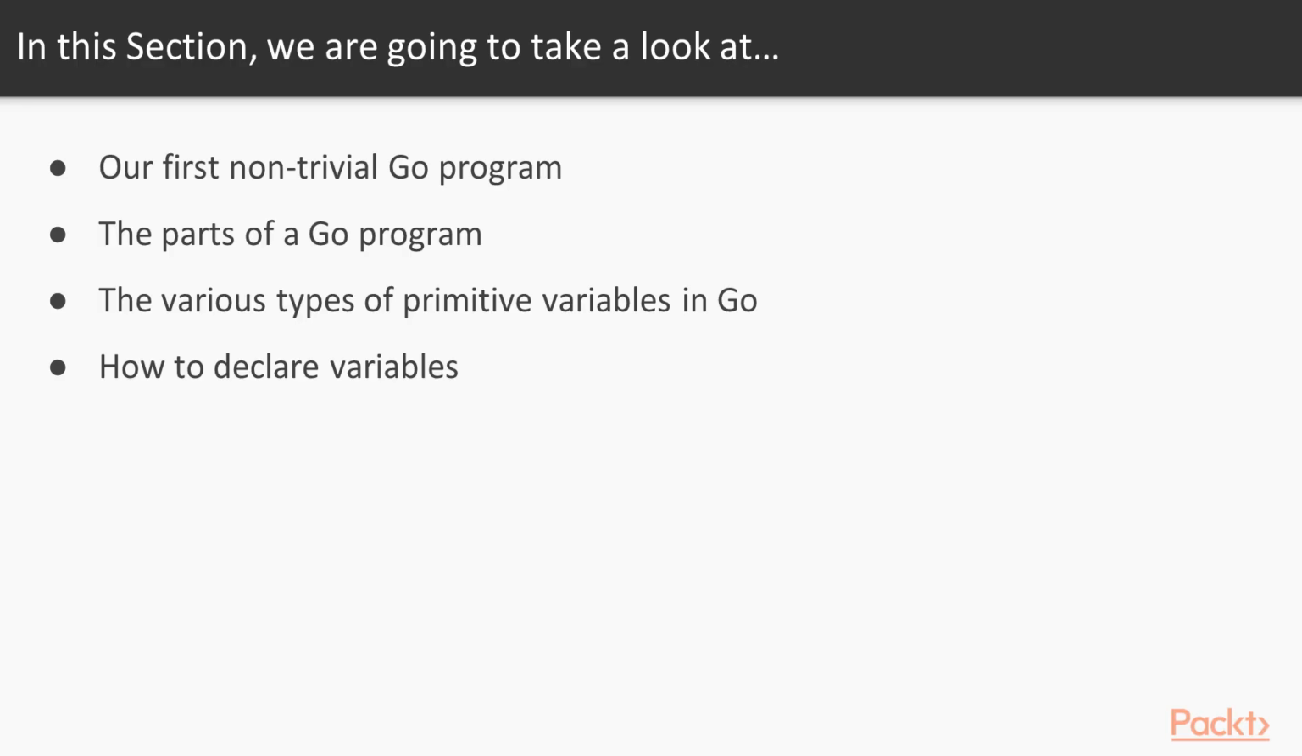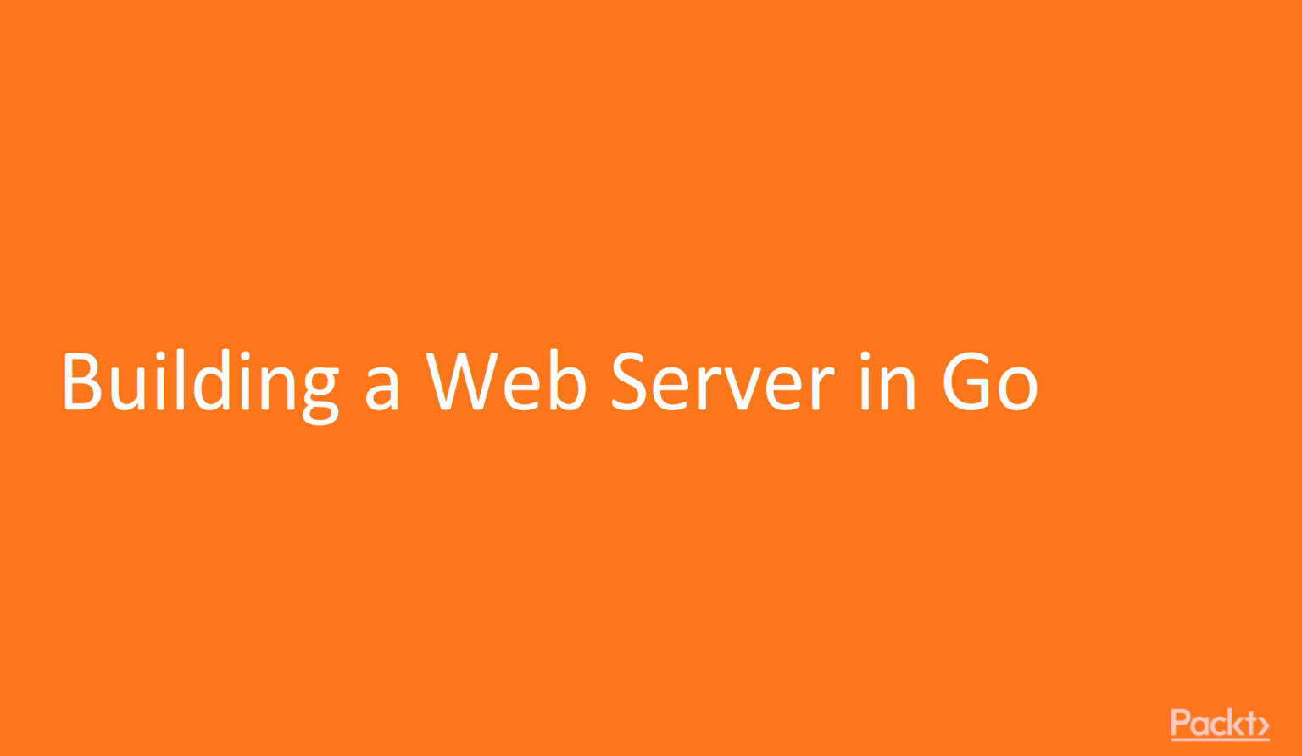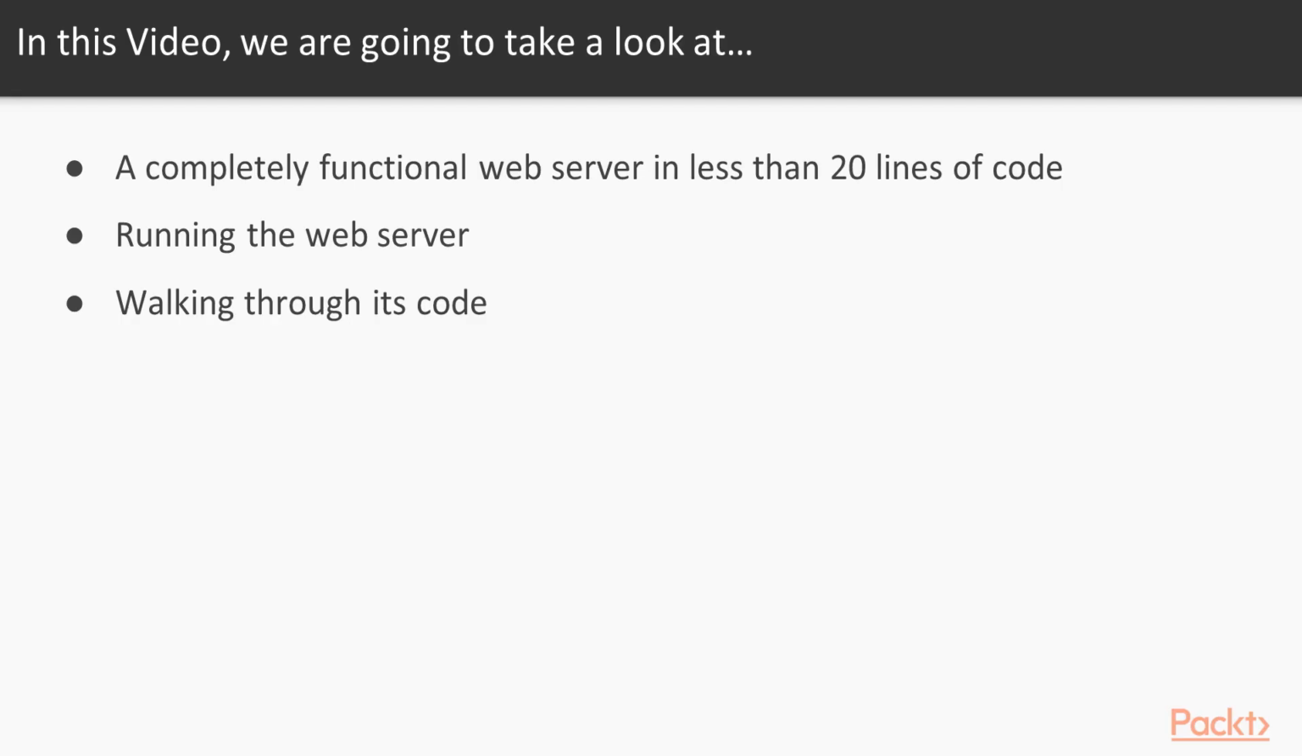Hello! In this section, we are going to look at our first non-trivial Go application, start examining the parts of a Go program, and learn about the various types of primitive variables in Go and how to declare them. For our first video in section 2, we are going to enter in a new program, one that will provide a completely functional web server in less than 20 lines of code. We will then run our new program and then walk through the program's code.